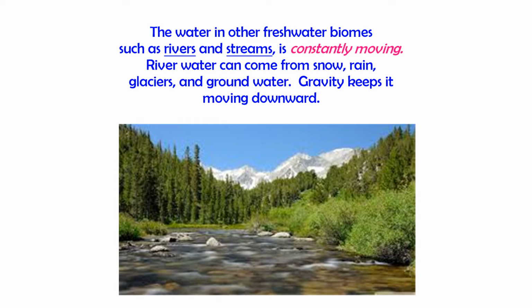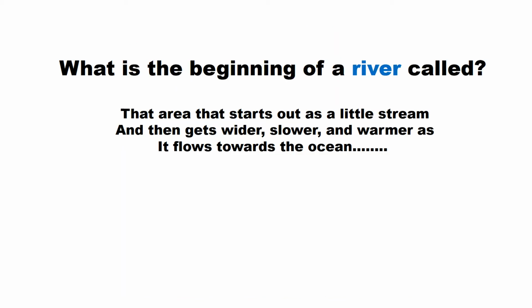Now here's a question for you. What's the name of the beginning of a river? It's that area that starts out as a little stream and then it gets wider. It starts moving slower and it gets warmer. The water gets warmer as it flows towards the ocean. Got any ideas?